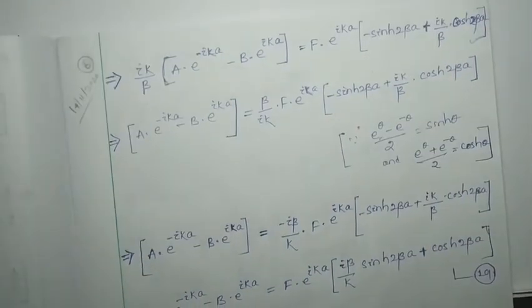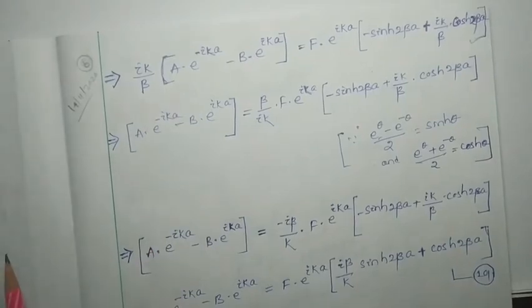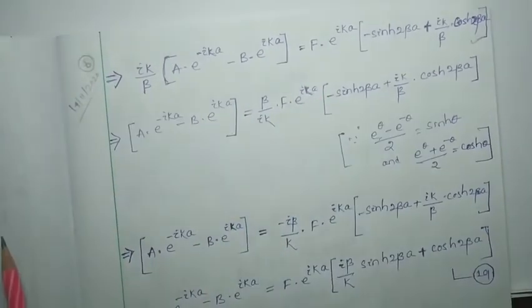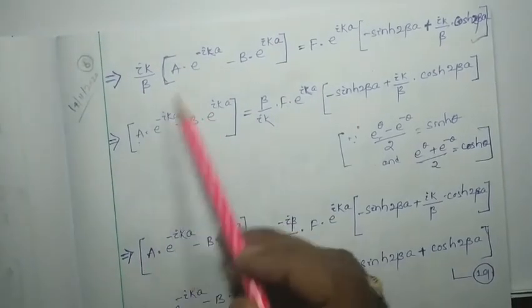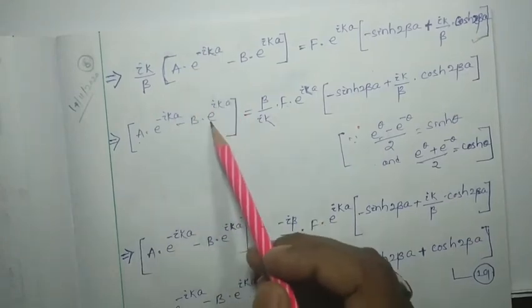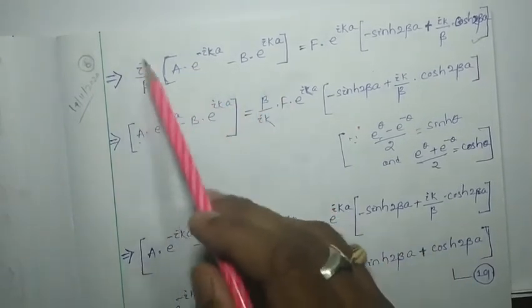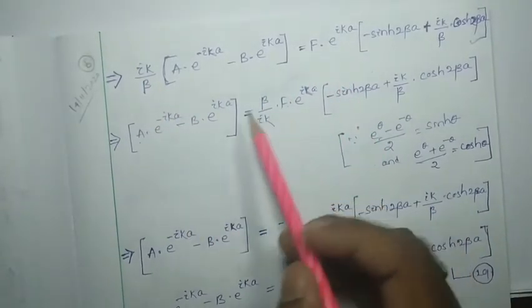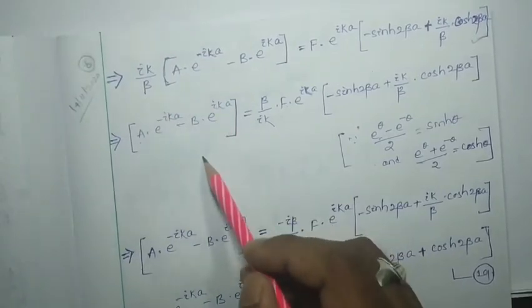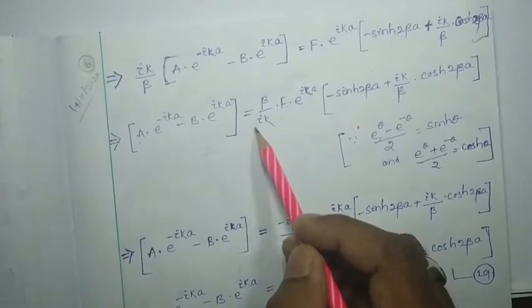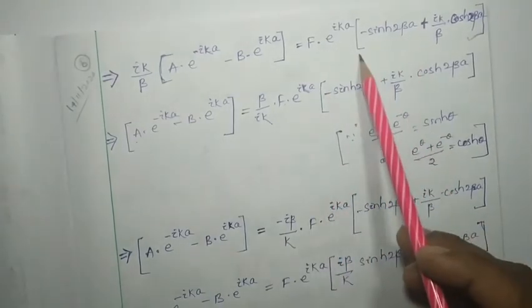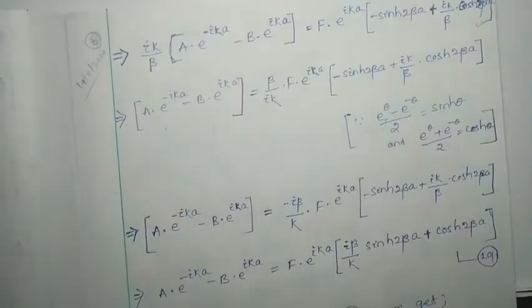Now in the next step, what we did is that this ik by beta is divided to the right side. So what we get is a e to the power minus ik minus b e to the power ik is equal to, if we divide on the right side, it will be beta by ik, that is 1 by ik by beta. 1 by ik by beta is nothing but beta by ik into f into e to the power ik into this much term that is written.